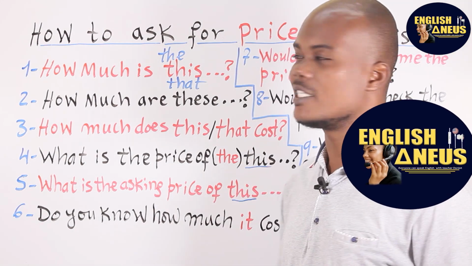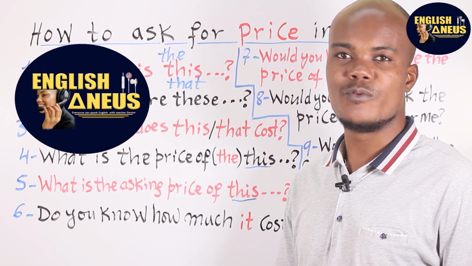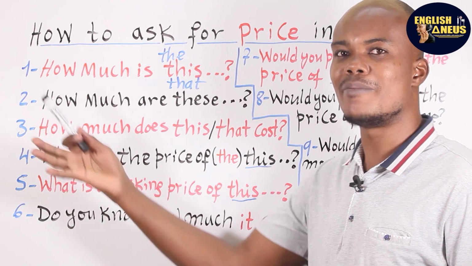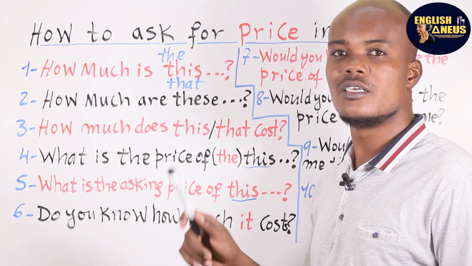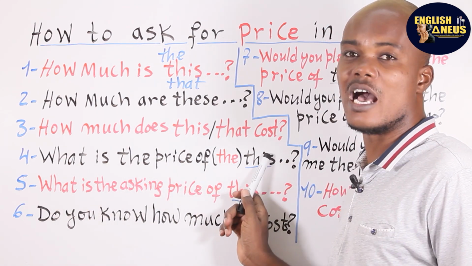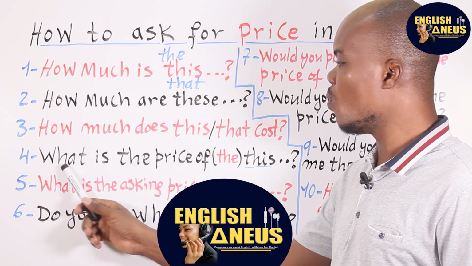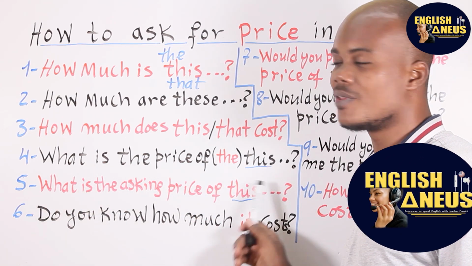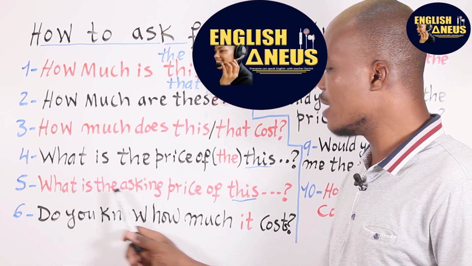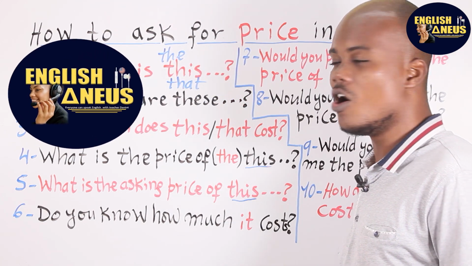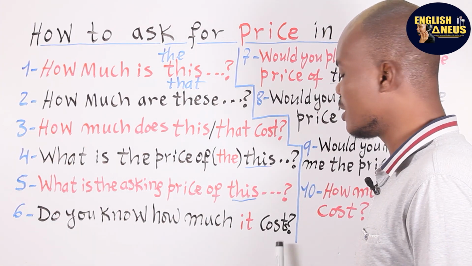Let me remind you that you can say, how much is this? Or how much is that? In the plural, how much are these? Third way, how much does this cost? Or, how much does that cost? Number 4, what is the price of this? Or what is the price of the item? Fifth way, what is the asking price of this? Sixth way, do you know how much it cost?